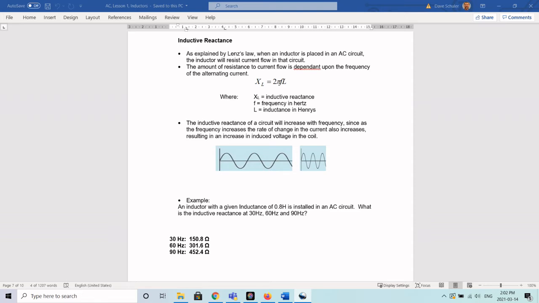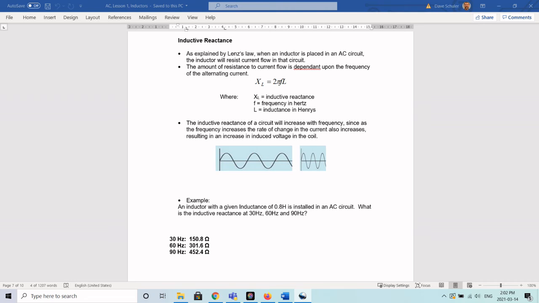So there it is. As I mentioned, reactance is an ohmic value, and so there it is expressed with its units, 150.8 ohms. Now we do the math again a second time. All the variables remain the same, the 2 times pi times 0.8 henries. This time we're going to multiply it by 60 hertz. And we can see that by doubling the frequency, we double our answer. We end up with 301.6 ohms of resistance.